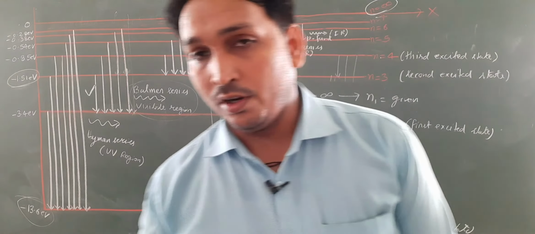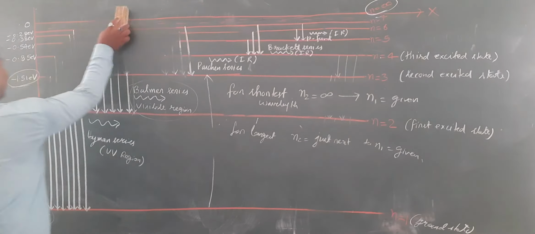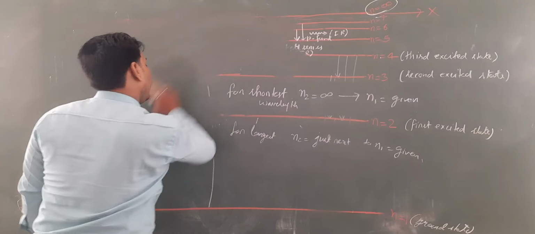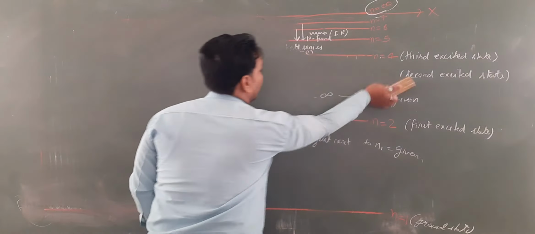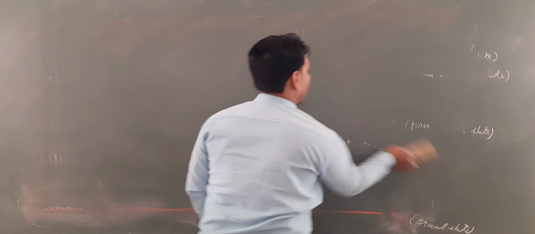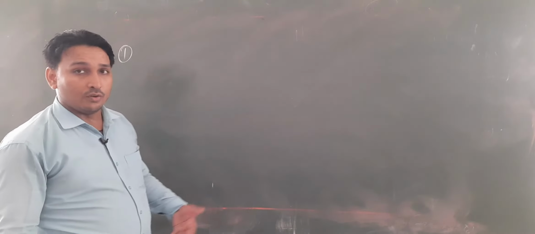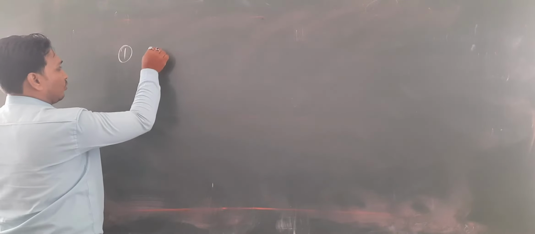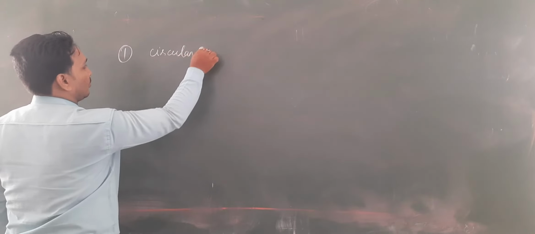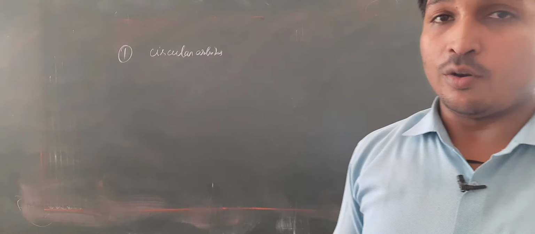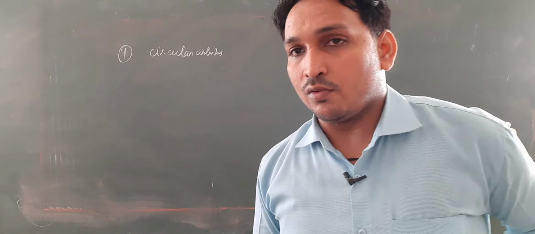Now there are some limitations of Bohr theory. Let us discuss those limitations and finish off this chapter. Actually, there are so many things which Bohr theory does not explain. The first thing is circular orbits. Bohr theory did not explain why circular orbits have been chosen, whereas elliptical orbits are also possible. Why should we choose circular orbits when elliptical orbits are also possible? Bohr theory could not explain that.